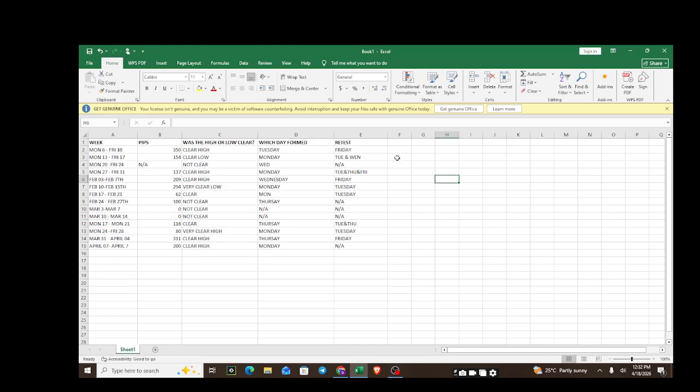In 13 weeks, we had how many weeks which are clear highs? 1, 2, 3, 4. So let us note them. So 1, 2, then we have 3, and then we have 4, then we have 5. And then we have 6, we have 7, we have 8, maybe 9.